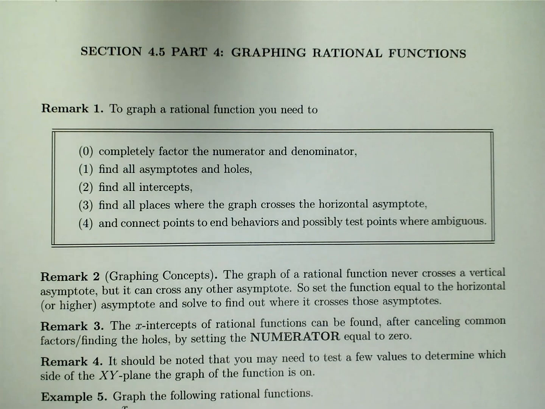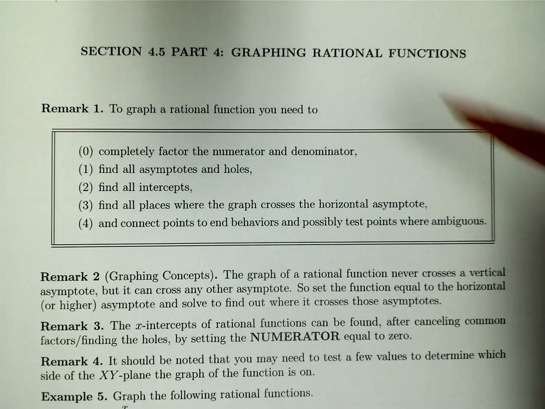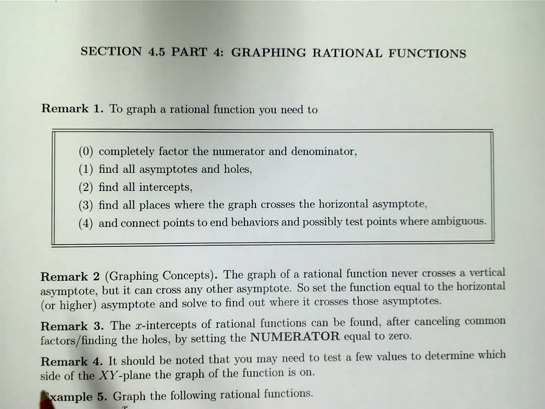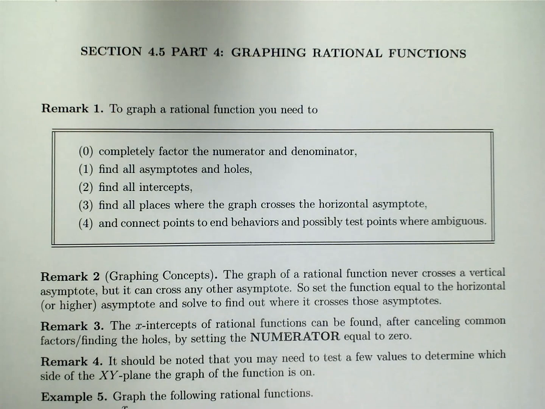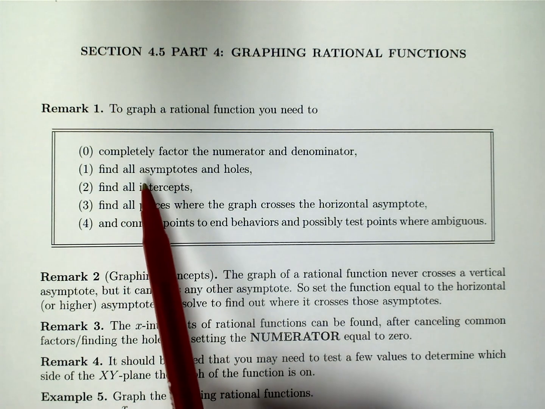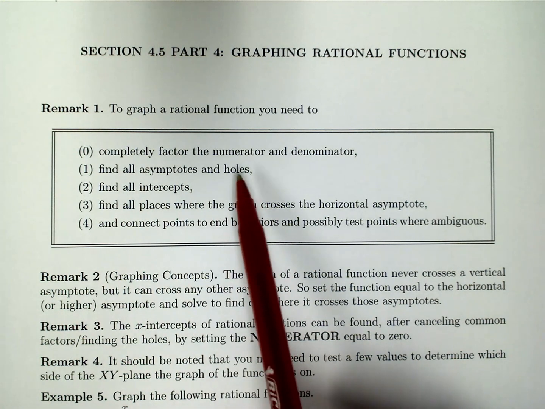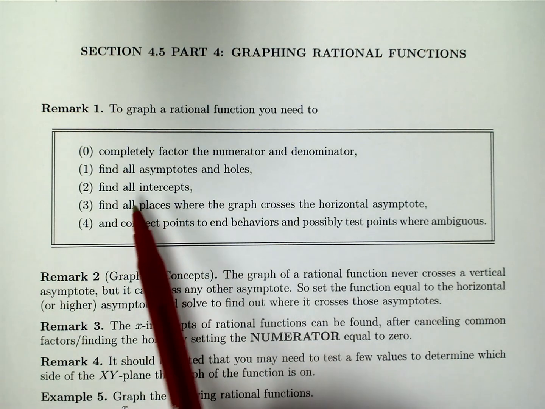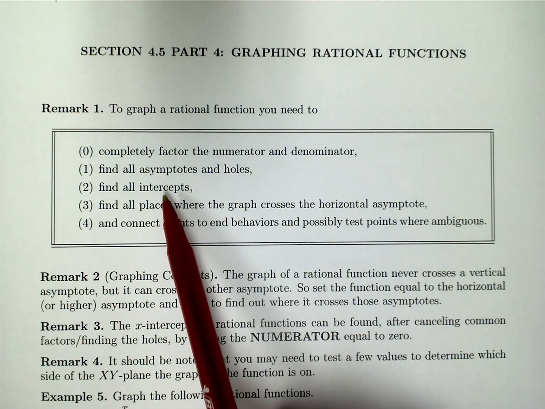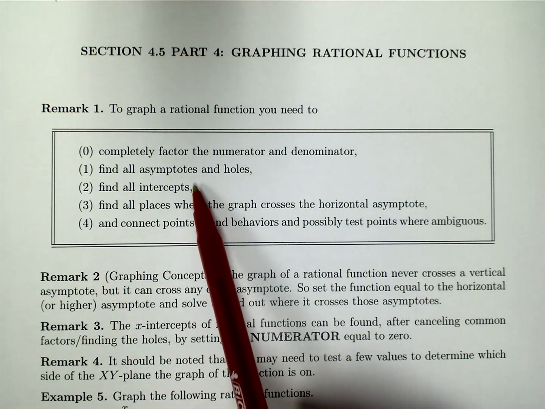So if we're going through the full steps of how to graph a rational function, we have a nice list of steps. First, and we even put a 0 next to the number because you do it before you can do really anything else, you need to completely factor the numerator and denominator. Then once you do that, you find all asymptotes and holes. Again, as we talked about in the last lecture, start with holes. Then you find all intercepts. That includes the x-intercepts and the y-intercepts.